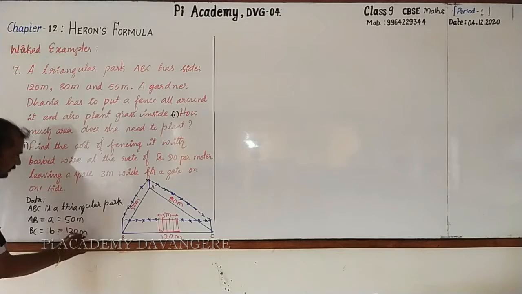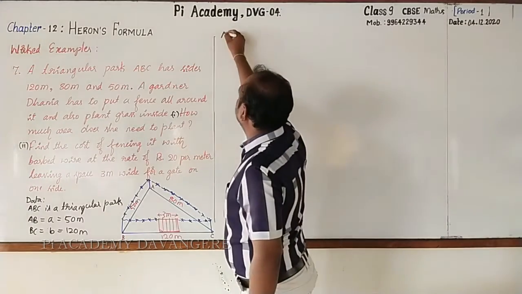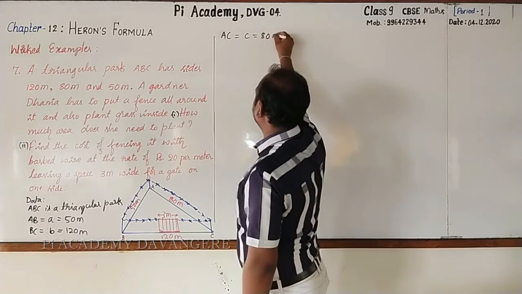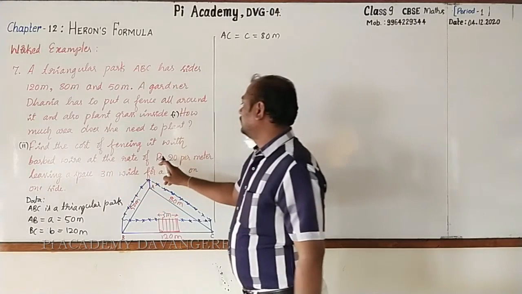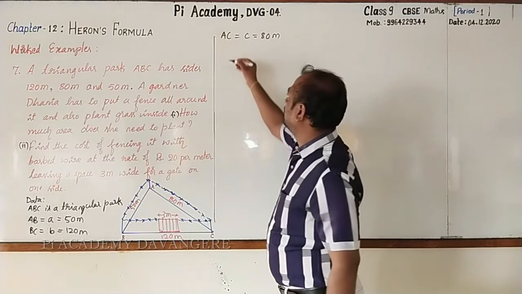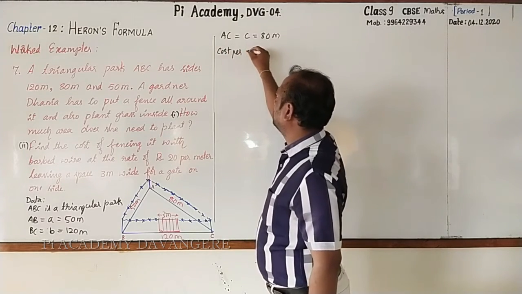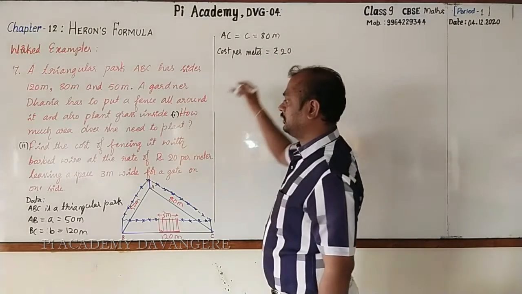120 meter. Next, AC is small c, it is 80 meter. Okay. Next, apart from this, they have given the rate of rupees 20 per meter. So, cost of fencing, cost per meter, it is equal to rupees 20.